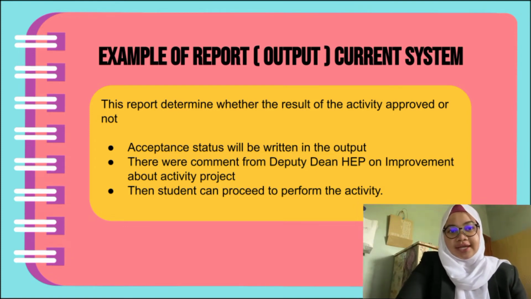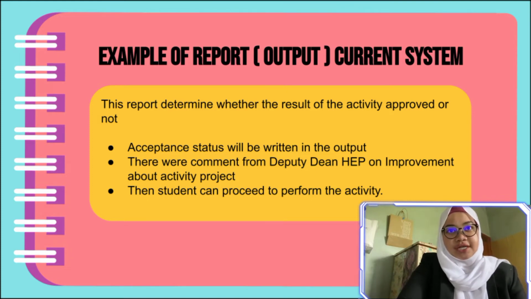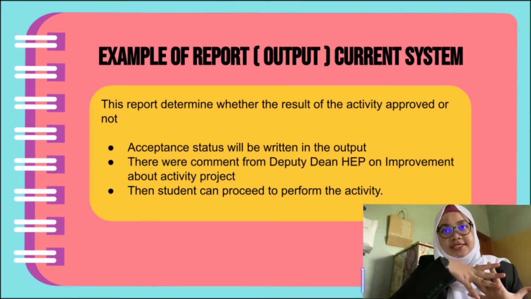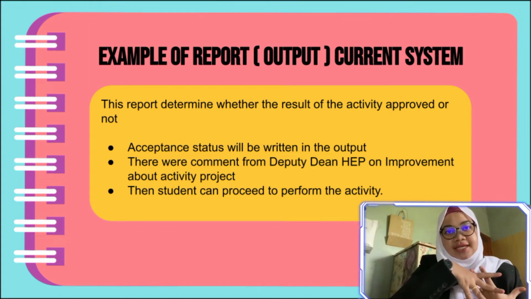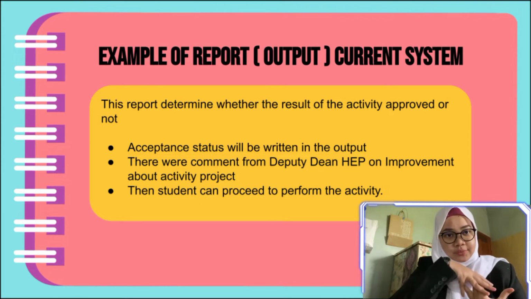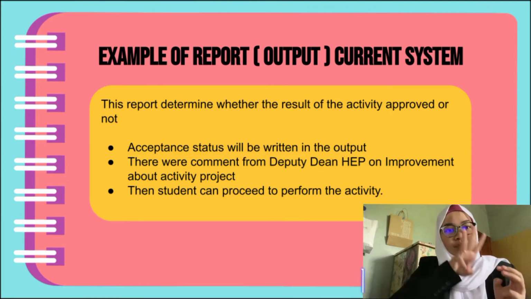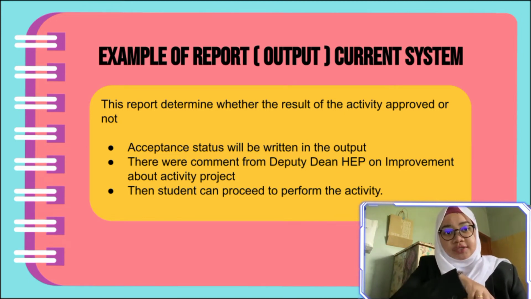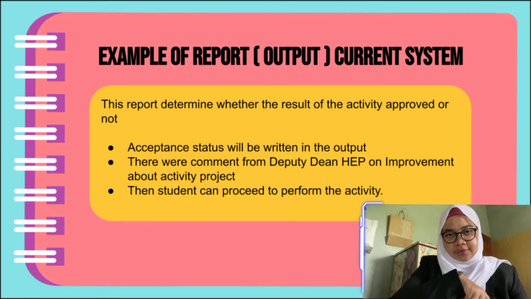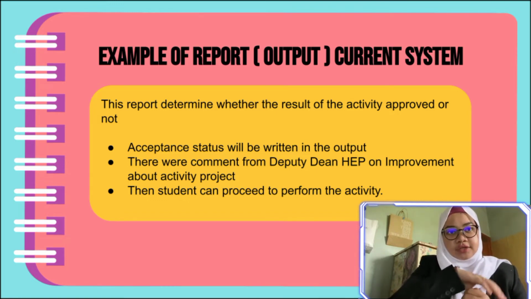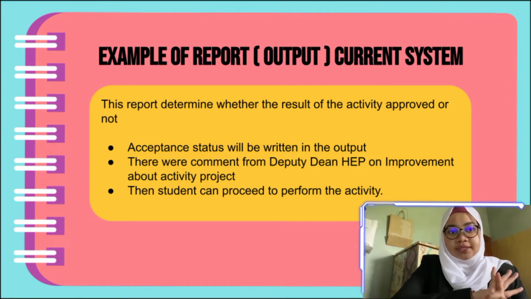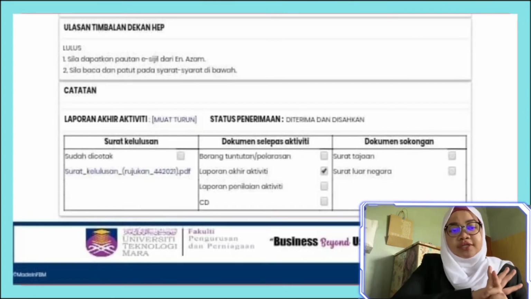First thing first, I would like to explain on the example of reports, output of the current systems. This kind of system explains briefly on the acceptance of the status that will be written in the output. It explains on 3 phases of process letter to undergo for thorough analysis to be made for the activity project to be successful. These phases included acceptance letter, post-activity documents, and supportive documents that were needed for an approval for the students to proceed the activity progress.